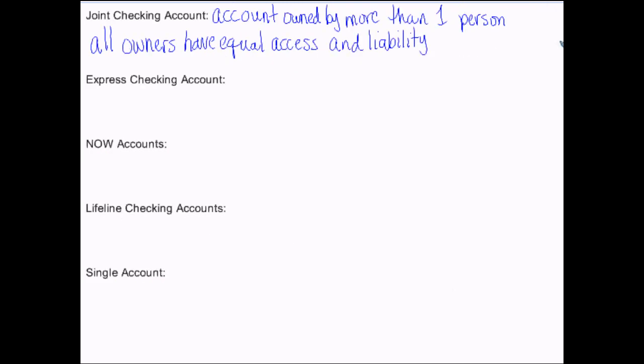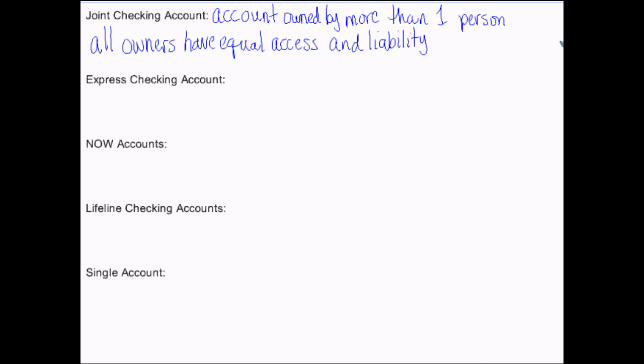Okay, so a joint account is an account owned by more than one person. Like your parents probably had a joint account. They don't have to be related. You can go to the bank and open a joint account with anybody if you want to. The owners of the account all have equal access to the account and equal liability.